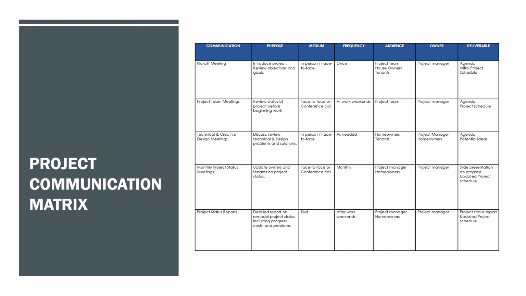And lastly, we have the project communication matrix. This is basically the expected communication strategies throughout the project. As you can see, there's 5 different communication methods: kickoff meetings, project team meetings, technical and creative design meetings, monthly project status meetings, and project status reports. A lot of this is pretty informal because of the homeowners and tenants being close, but the kickoff meeting will only happen once.